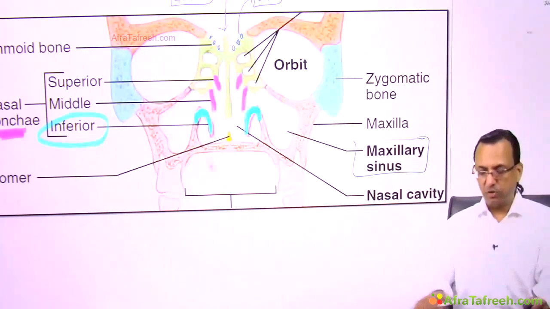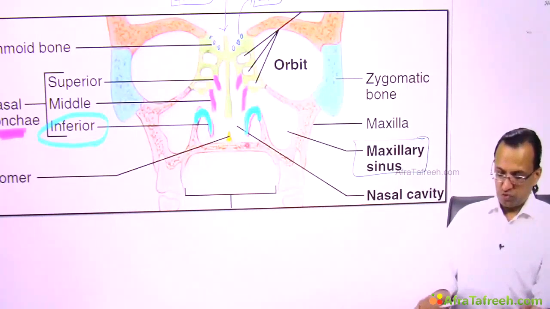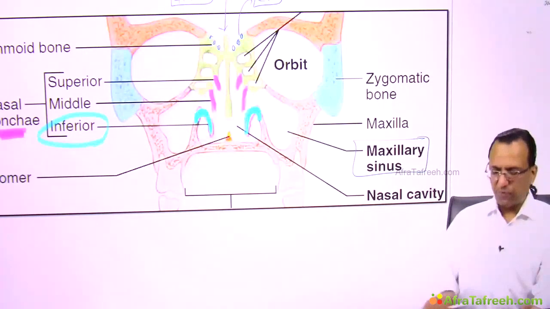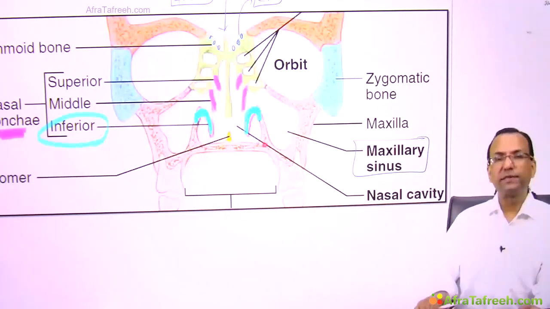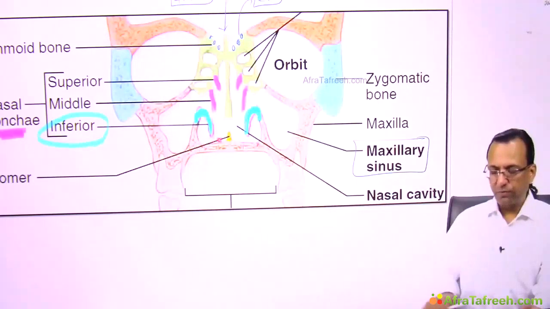Yes, this is the oral cavity, and this is the roof of the oral cavity, formed by the maxilla bone. So the maxilla bone is also forming the floor of the nasal cavity. This is the nasal cavity, and the maxilla bone is the floor. And it is also the roof of the oral cavity.